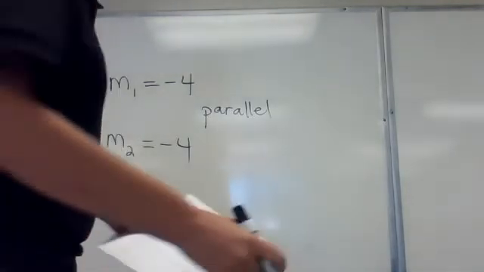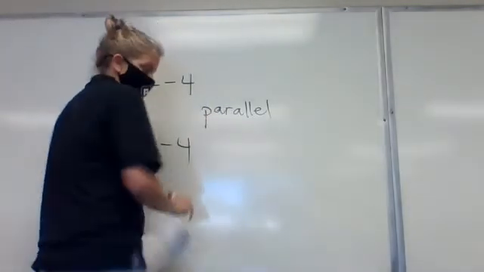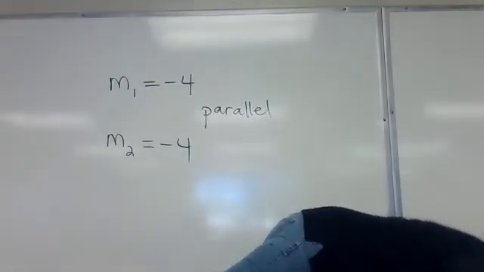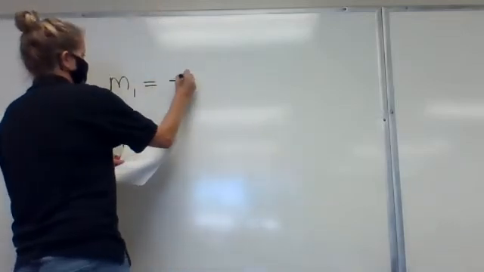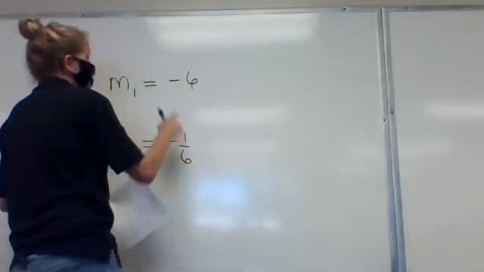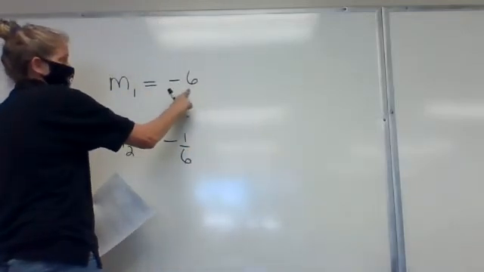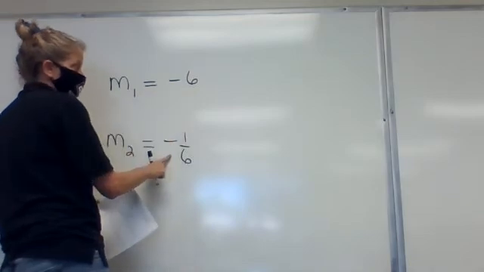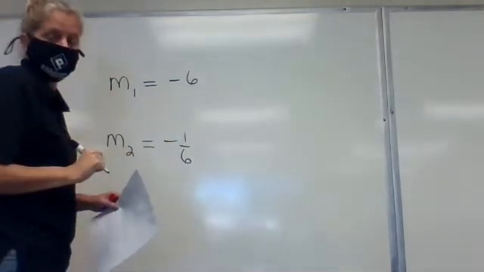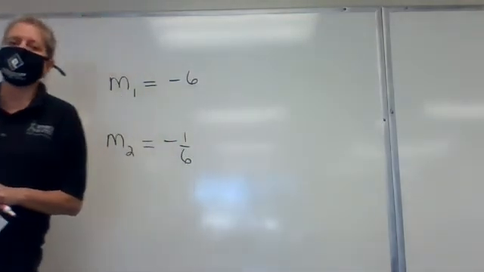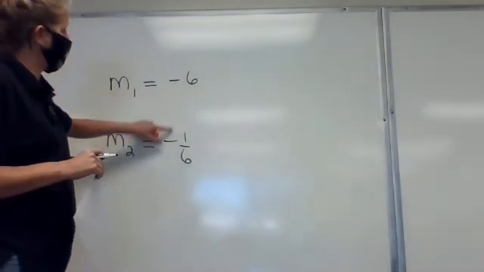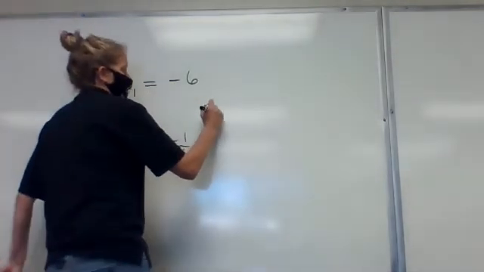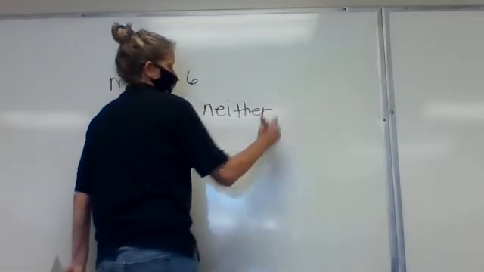My number one was neither parallel nor perpendicular, because they aren't the same number. One was -6 and one's -1/6, so they're not parallel. Then I need to check to see if they're perpendicular. They are the flip of each other, but they don't have different signs. So that's why this would be neither.